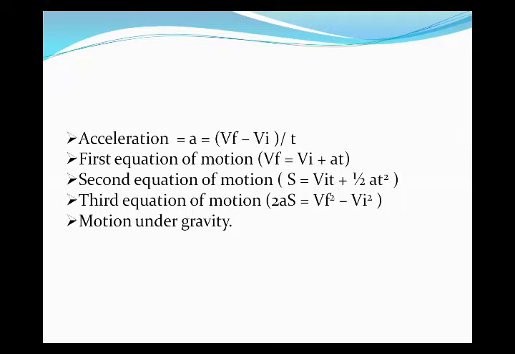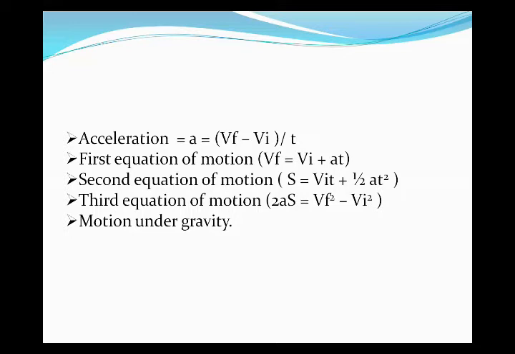First of all, we have learned about acceleration. Acceleration is represented by small a and its formula is Vf minus Vi upon t. Here Vf means final velocity, Vi means initial velocity and t means time. Next, we are going to review the first equation of motion. The first equation of motion is Vf is equal to Vi plus at.